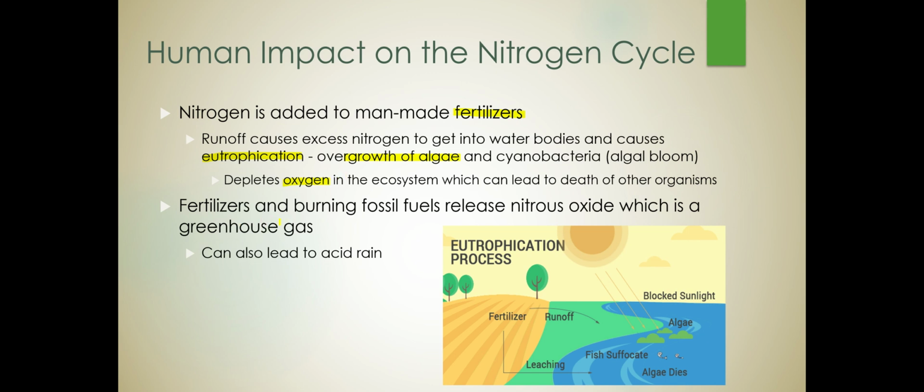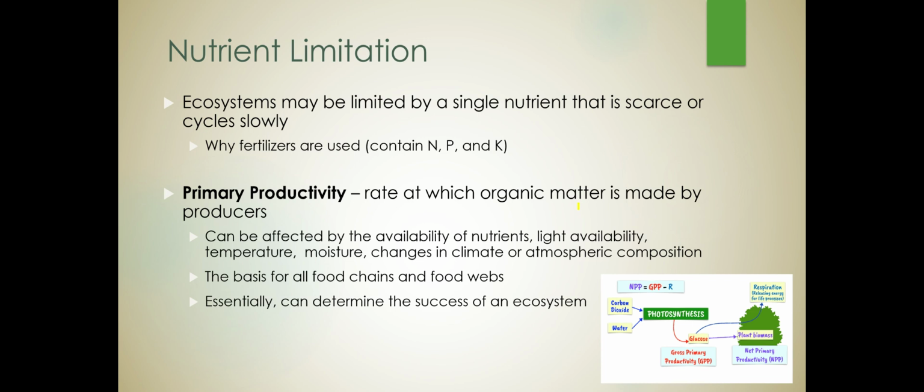Now, another thing that fertilizers can do is they can release nitrous oxide. And when we burn fossil fuels, we can also release nitrous oxide. And this is one of the compounds that can join with water to form acid rain. So another detrimental process. Now, regardless of what it is, whether it be nitrogen or carbon or phosphate or any other nutrient that we need, nutrient limitation is an issue that ecosystems face, because even if one is limited, it's going to affect the overall productivity.